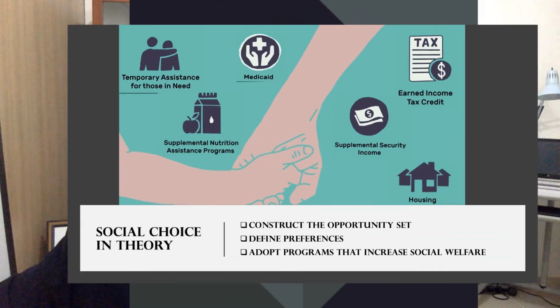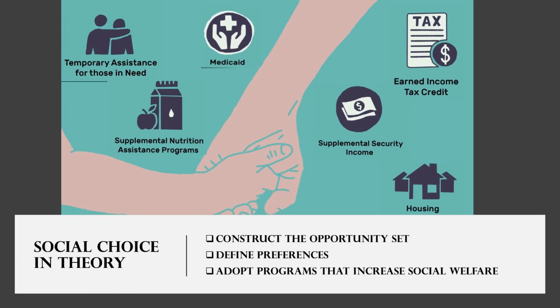In fact, you might want to read the works of James Buchanan and Gordon Tullock. Okay, they won the Nobel Prize, by the way, for their research in theories of social choice and public choice. Okay, but how do governments do it, or how do economists do it?